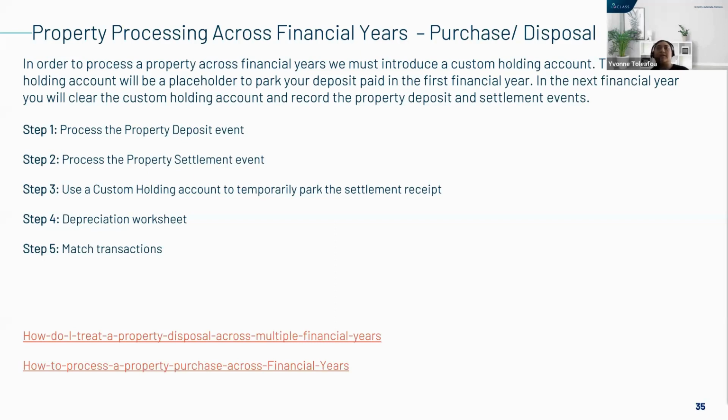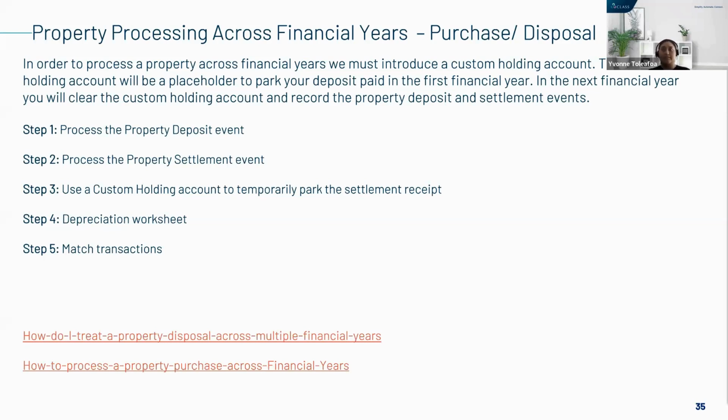So to avoid the unsettled trades that might come from this cross-year processing, we have a workaround in place which involves introducing a custom holding account, park your deposit event, and any other transactions that take place in the first year of the purchase or the sale. In the second year, you'll clear that custom holding account and match it to the deposit and settlement business events in the second year.